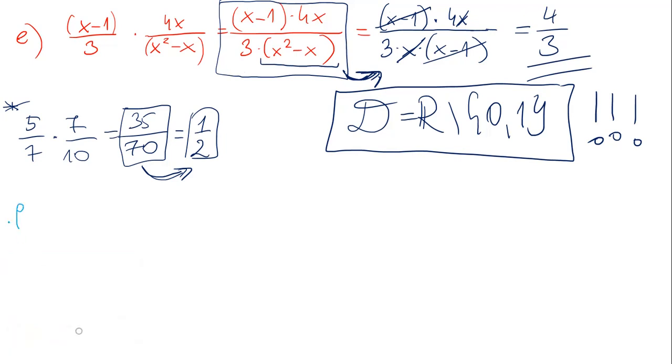Okay, and the last one from this exercise, the last example, is 2x minus 4 divided by 5 times 10x divided by x squared minus 4x plus 4.